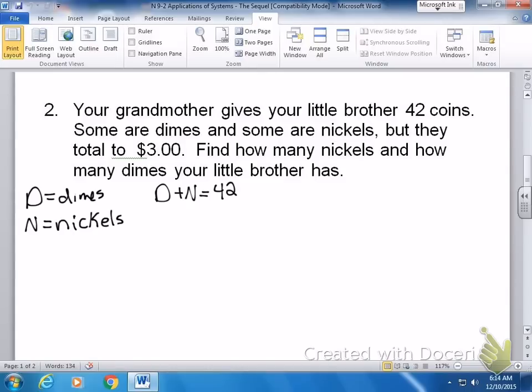Now the other equation says some are dimes and some are nickels, but they total $3. So if I add up the total amount of money she has in dimes and the total amount of money she has in nickels, it equals $3.